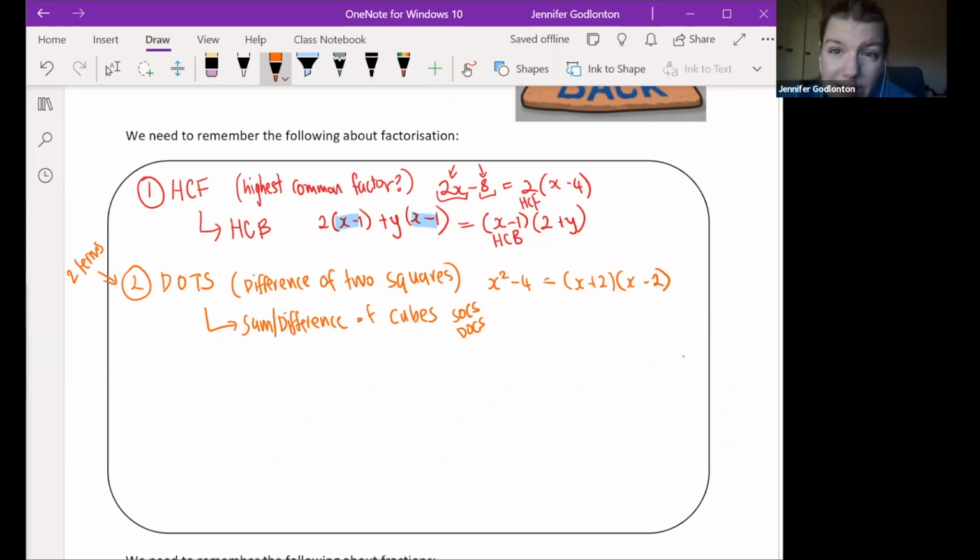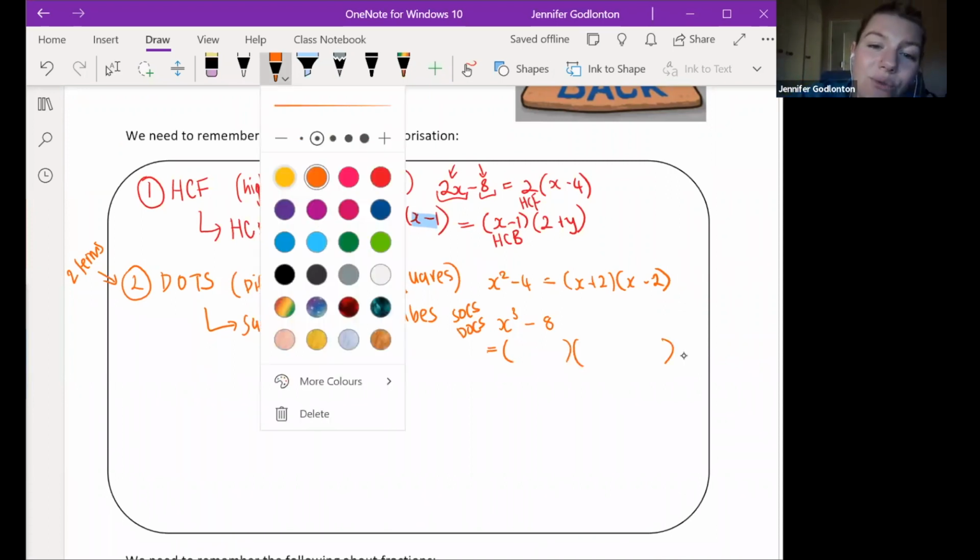Now the cubed ones are a little bit nastier. So I'm going to go through this quite slowly and carefully so you understand what I'm doing. Okay. If I have x cubed minus 8, now remember that could be minus 8 or plus 8 because it's sum or difference. Doesn't matter. Okay. But there's 2 terms and they are both cubed numbers. We're going to have 2 brackets.